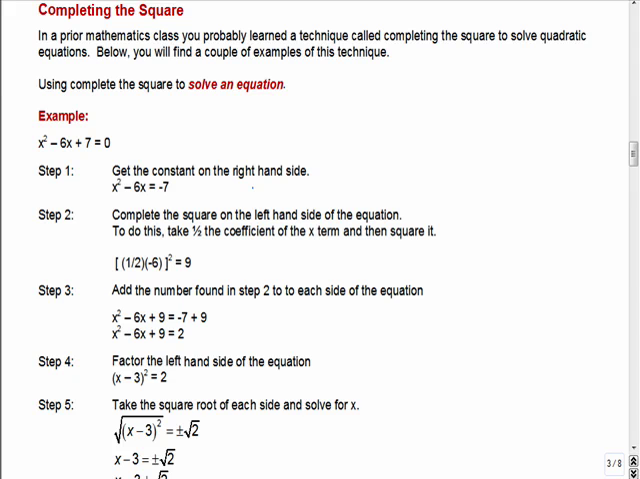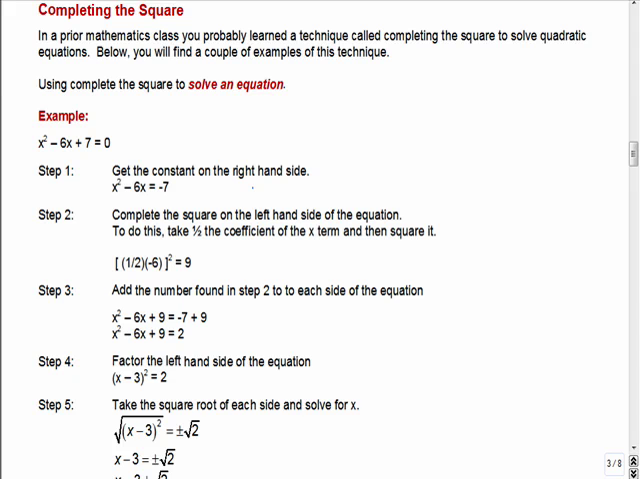In this section, we're going to discuss completing the square. In a prior math class, you probably learned a technique called completing the square to solve quadratic equations. Below, you will find a couple of examples of this particular technique. So we're going to use completing the square to solve an equation.